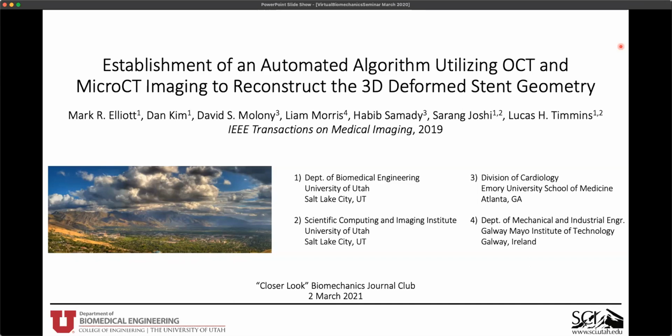But his lab focuses on cardiovascular biomechanics, so both how mechanical cues affect the pathology and physiology of cardiovascular systems. And today he's going to be talking about one of his recent papers on establishing an automated algorithm using OCT and micro-CT imaging to reconstruct the 3D deformed stent geometry.